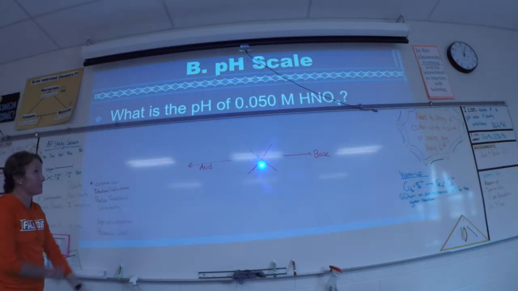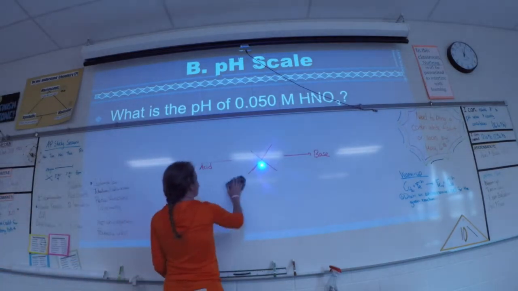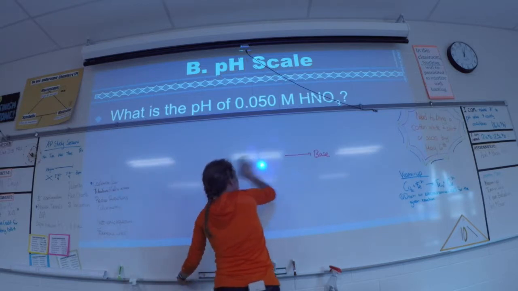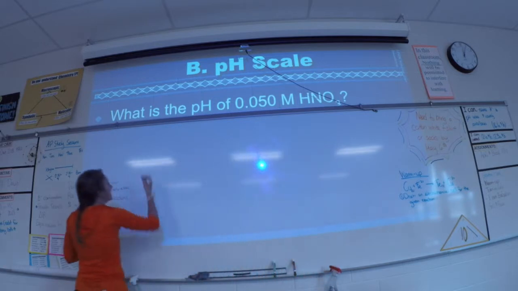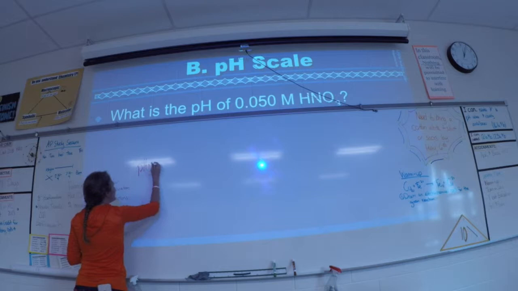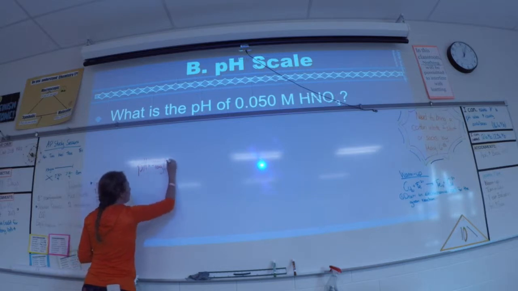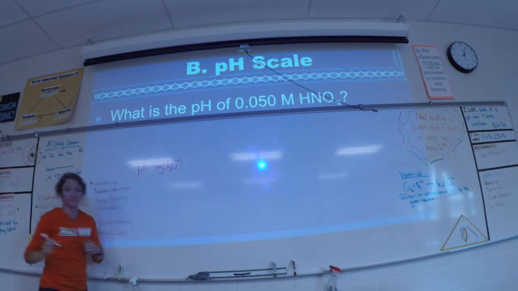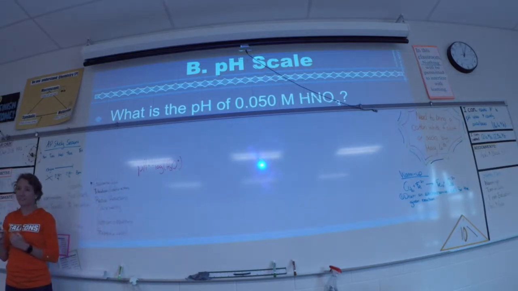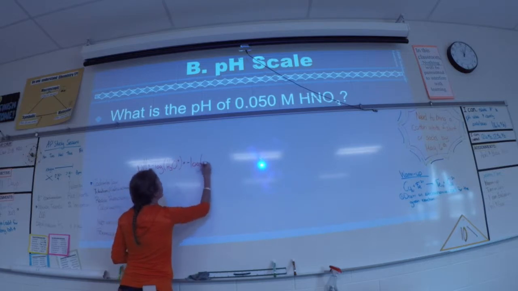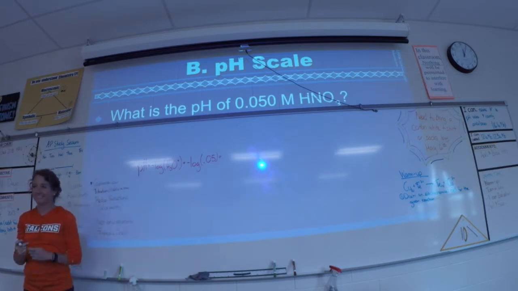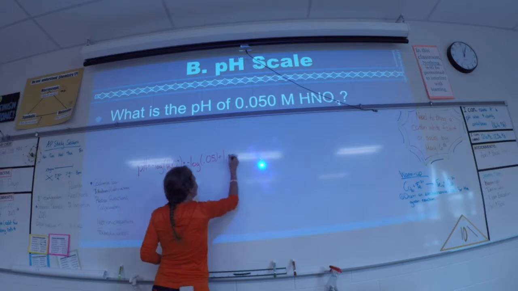So, the question says, what is the pH of a 0.01 molar HNO3 solution? Oh, I erased my X. Okay, I'll just write over here. Okay, so pH equals negative log of the hydronium. So this is the equation we wrote down in the box. All you do to find the answer, this is like the easiest math we've done all year, is you just type negative log of 0.05. Put that in your calculator. That's your answer. 1.3. You're done.